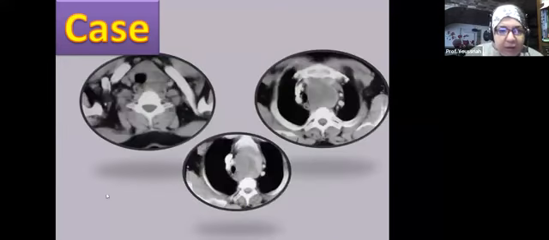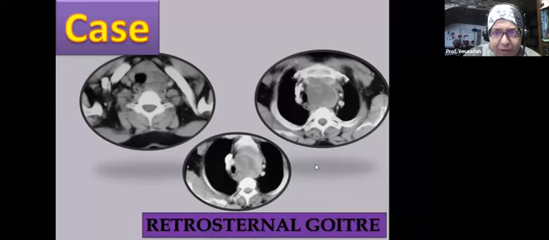This is a CT of another patient. As you can see in the neck, there is a large left thyroid lobe, large and heterogeneous, and the mediastinal image shows extension of the thyroid lobe into the superior mediastinum with displacement and narrowing of the trachea. Again, this is a retrosternal goiter.